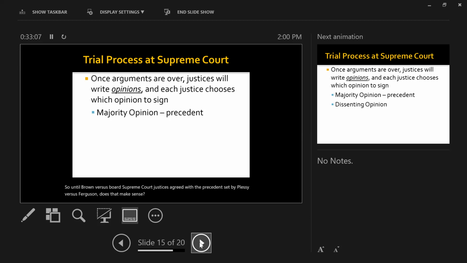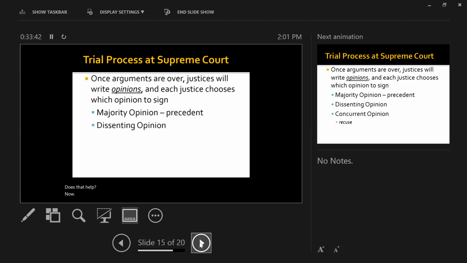Yeah, so precedent just means that is the court's opinion that they will follow in related future court cases. So if for some reason in the year of 2022, we have a court case about segregation or something like that, those court judges would refer to the precedent set by Brown versus Board. Does that help? Now, on the other side, we have the dissenting opinion.